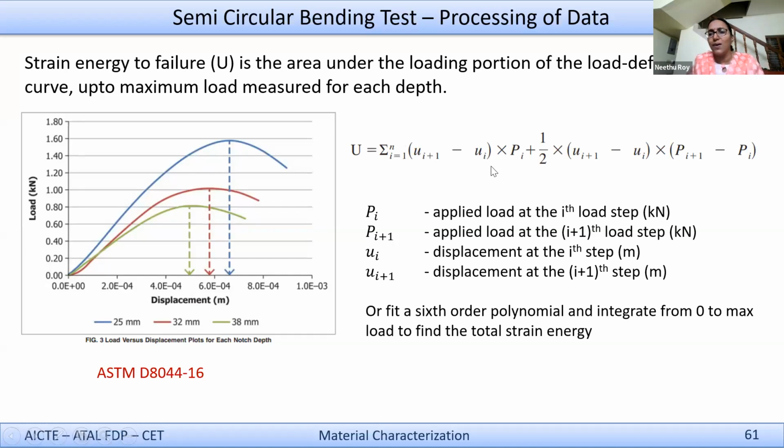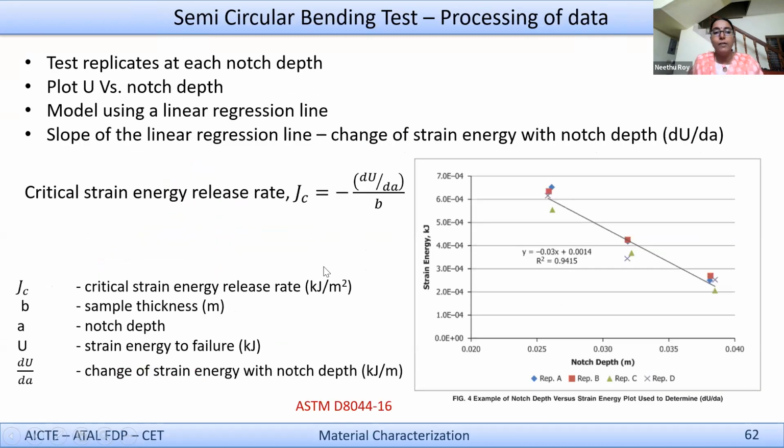You can just use a quadrilateral equation, or a trapezoidal equation, to cut it into small trapezoids and add them together. This essentially will give you the total strain energy till failure. Or you can again fit a polynomial and find the area under the curve. And then you find what is called the critical strain energy release rate, JC. So you calculate the strain energy for different notch depths.